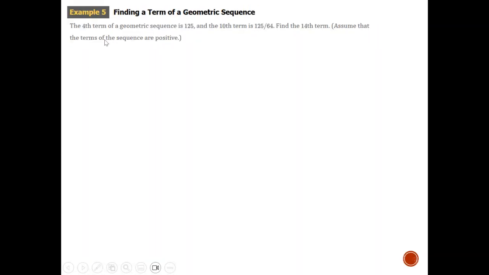Okay, yeah, this is the one that I was talking about, guys, similar to the arithmetic sequence. Now they say the fourth term of a geometric sequence is 125, and the 10th term is 125 over 64. Find the 14th term. Okay, let's write out the info. Need to find R and A1. They give us A4. The fourth term is equal to 125, and the 10th term is equal to 125 over 64.